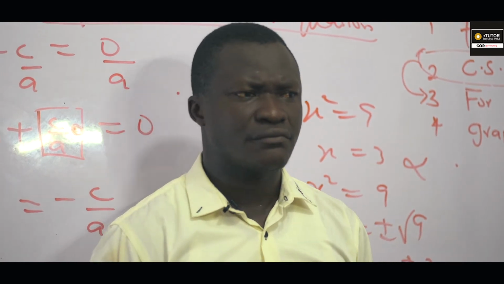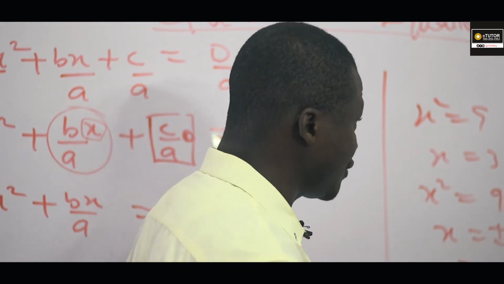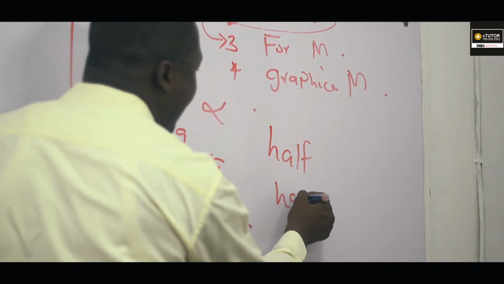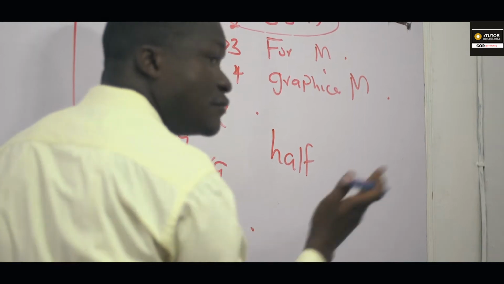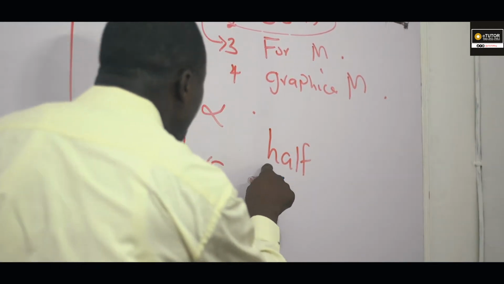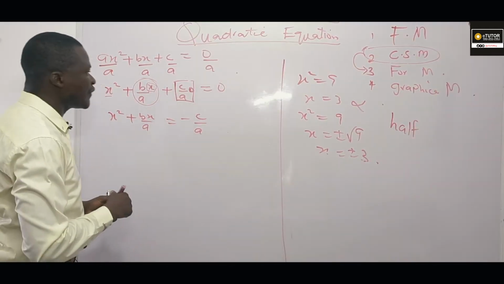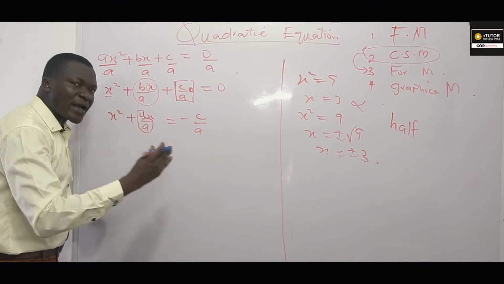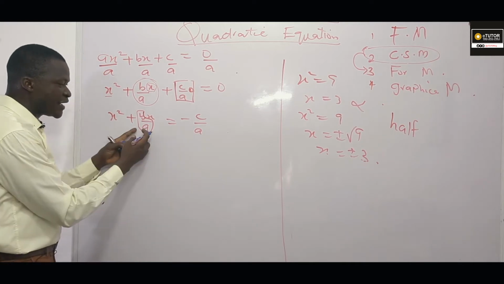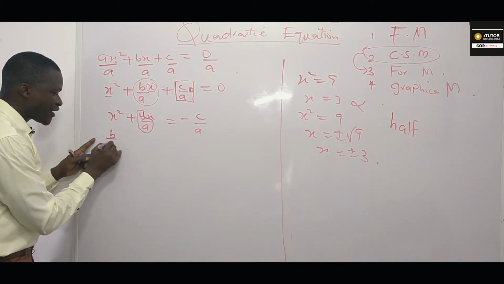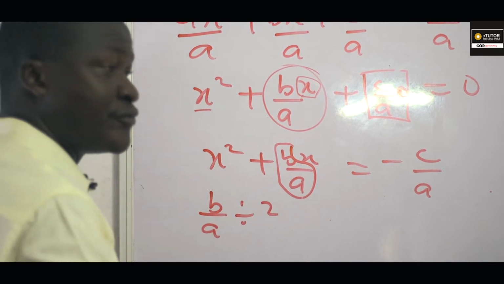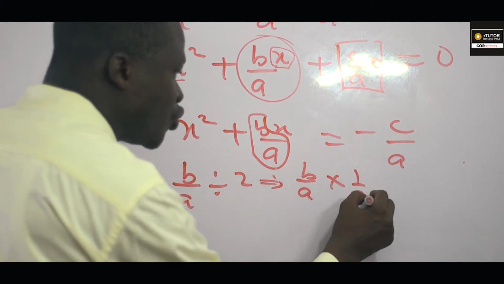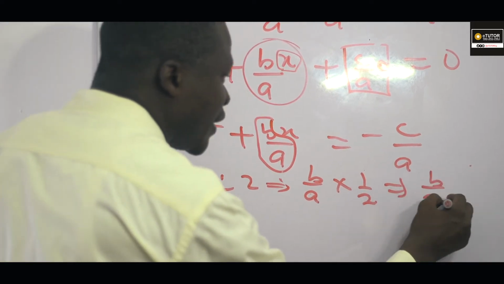What does that mean? Half, please mind my speech, is HALF, not HAVE. Half, divided by 2. Half the coefficient of x. What is the coefficient of x here? This is what is attached to the x. Half it, square it, then add it to both sides. So let's permutate together. b over a divided by 2. That's the meaning of half. Which means b over a times 1 over 2, which means b over 2a.